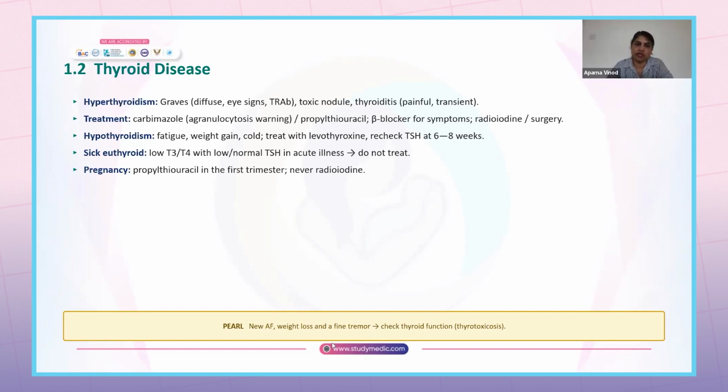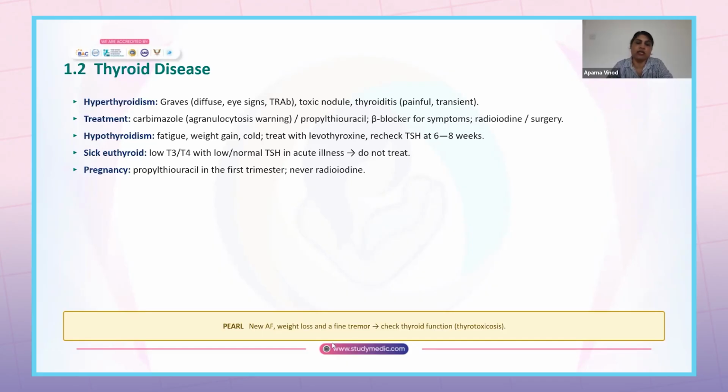Then there is sick euthyroid syndrome. When we do a complete blood panel during an acute illness in an inpatient, we sometimes find this. It is when you have a low T3, T4, and we would expect the TSH to be high in such instances, is it not?